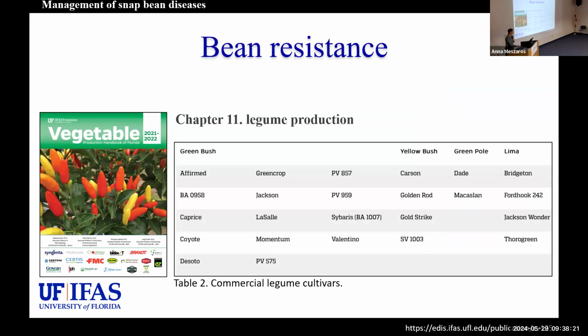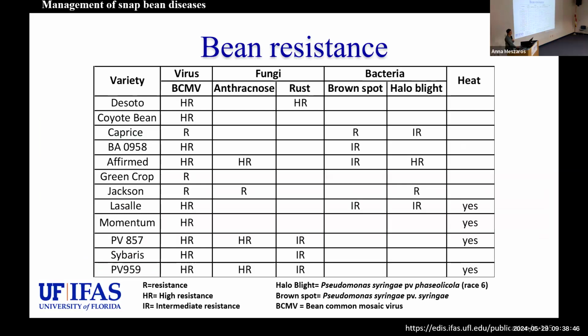In this book, Vegetable Production Handbook of Florida, there is this table too, where there are some varieties or cultivars that are listed as the ones planted here. What I did was to read each one of these and see which resistance they hold against diseases and also heat. And I put this information together.